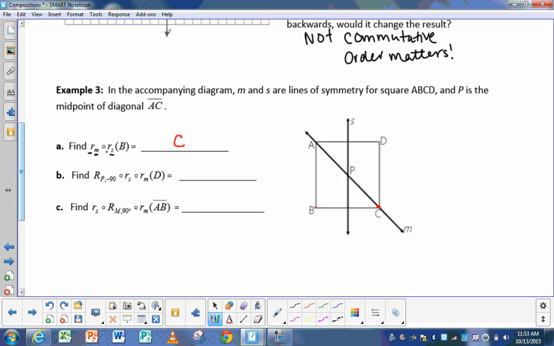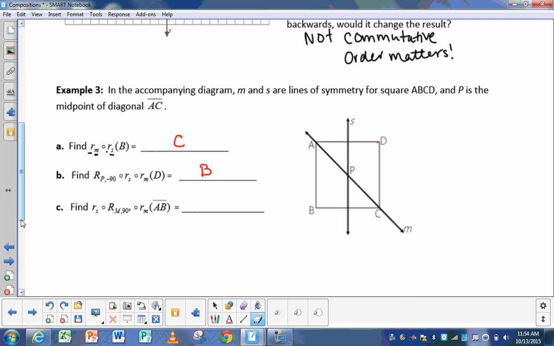For this next one, if we start here at D, and we have to first reflect that over M, so now I'm at B. Then at B, I have to reflect over S, which brings me over here to C. And then I have to rotate around P negative 90 degrees. Well, negative 90 degrees is going to be clockwise 90 degrees. So if I rotate clockwise 90 degrees, I'm going to come right over here and I'm going to be at B.